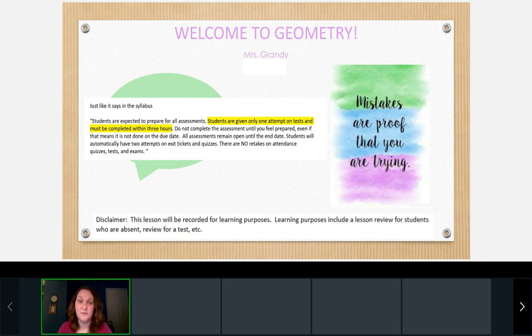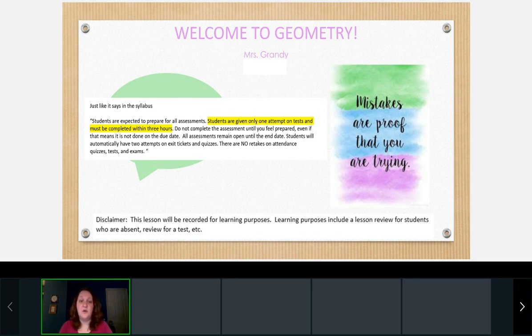So if you think you're going to take all 3 hours, make sure you're not planning to leave in 20 minutes. If you lose power or something in the middle of it, email me immediately. Because a lot of emails I'm getting are like, Miss Grandy, I opened the test 3 weeks ago and now I can't do it.